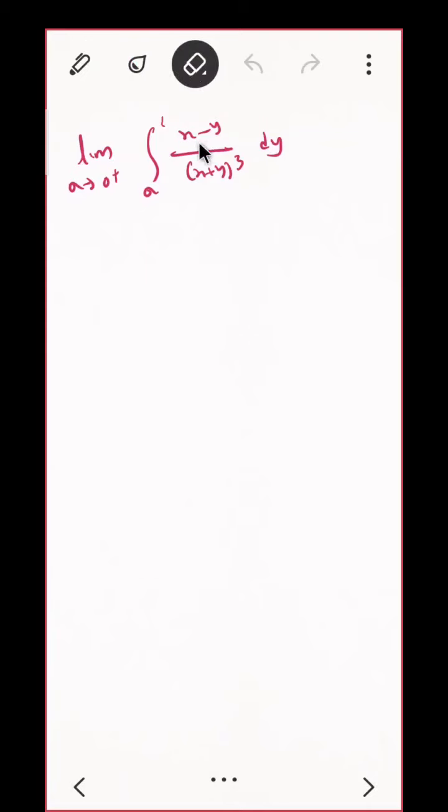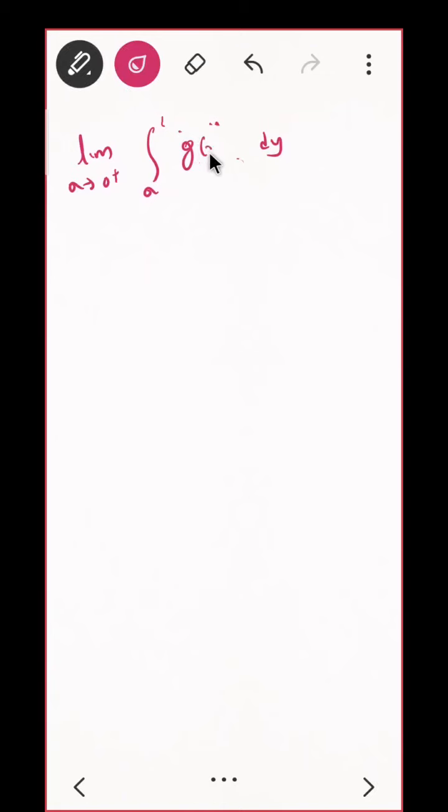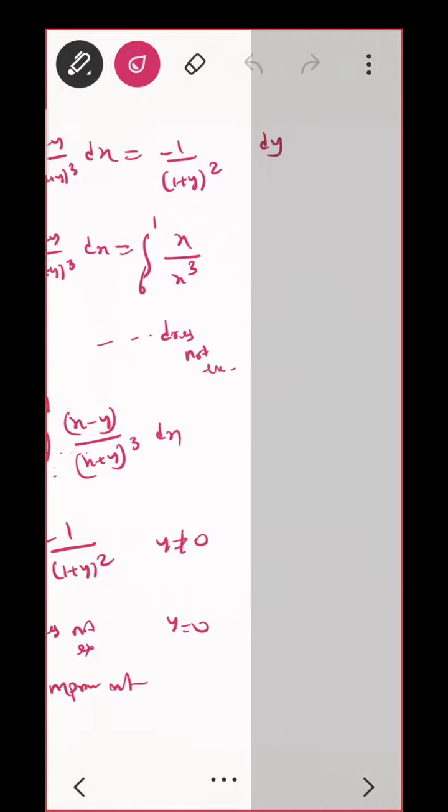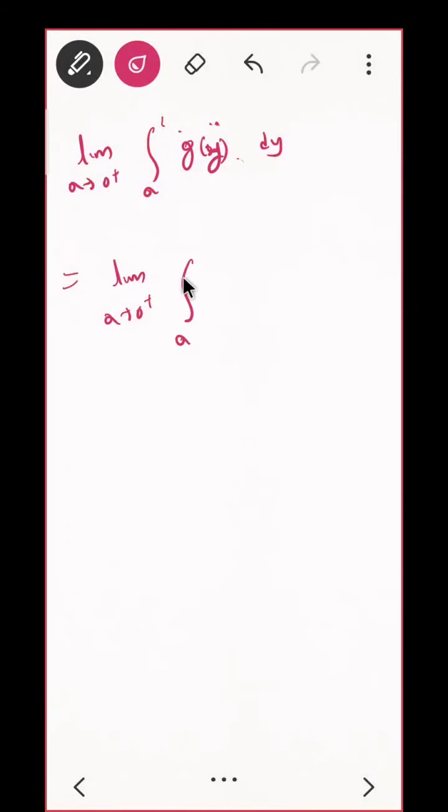Wait, what is my function? The function is g now, g of x. Later on, if e tends to 0, that means what? Limit e tending to 0 plus, what is your gy? Why am I forgetting all the time? What is that gy? The value is minus 1 upon (1 plus y) the whole square. So just put it, e to 1, this is minus 1 upon (1 plus y) the whole square dy.